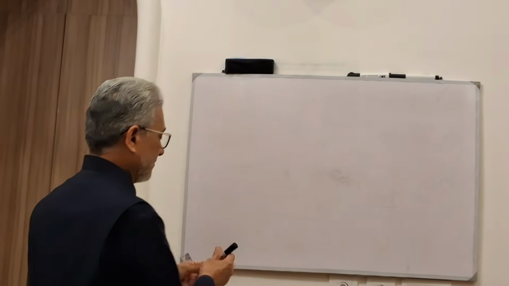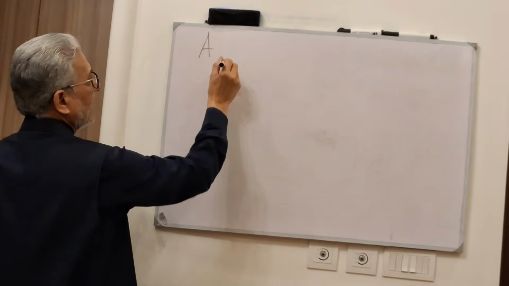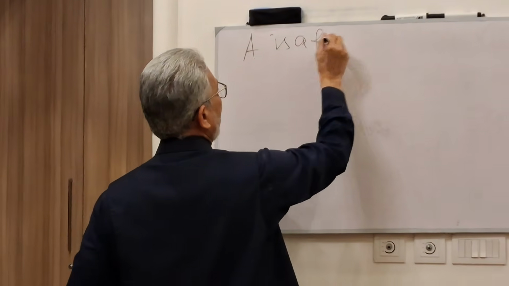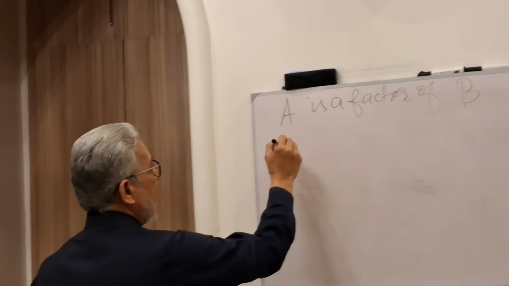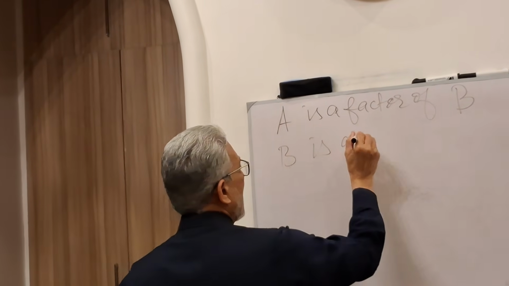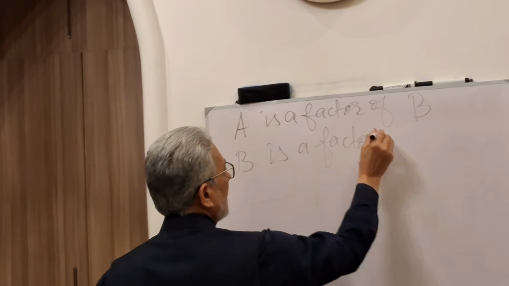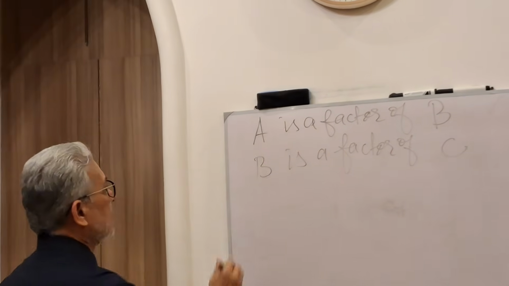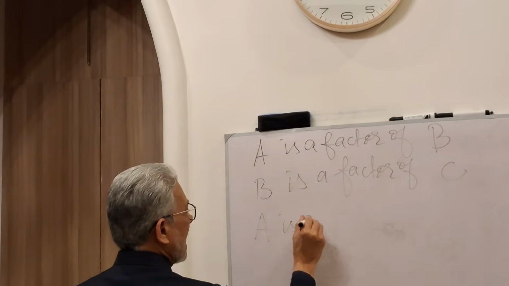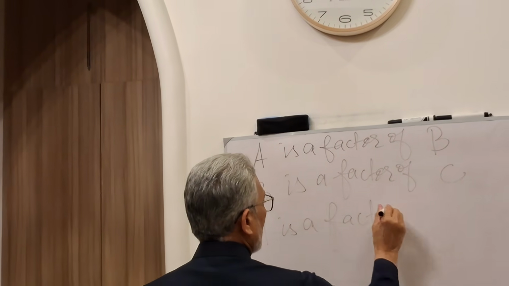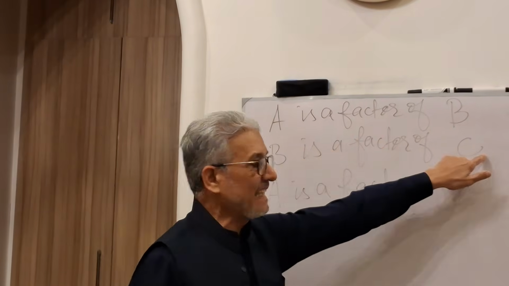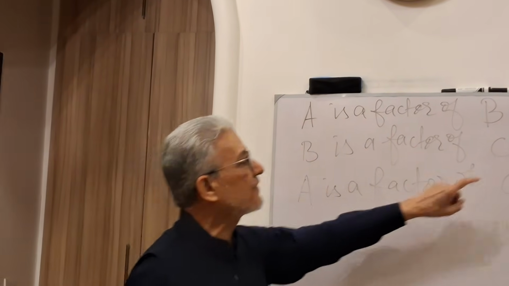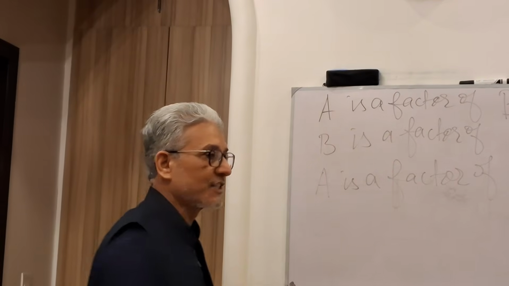And the next point is, now you understand this. If A is a factor of B and B is a factor of C, then A is a factor of C. Now understand how.